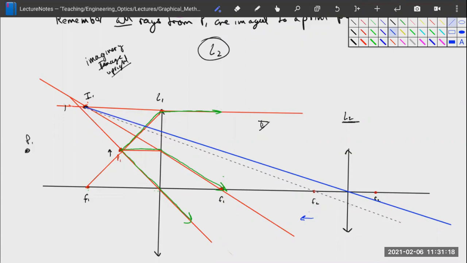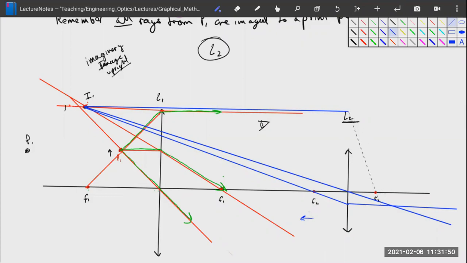Yeah, through F2 on this side of the lens. And when it hits the actual lens, it's going to go parallel to the optical axis. And then we do one final ray, which goes parallel to the optical axis. And when it hits our lens, this is hard because our lens is actually small. It's going to come down through our focal point and come down like this.